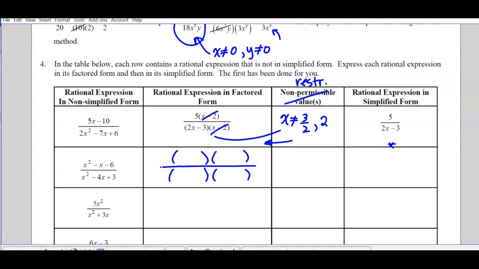So 2 numbers that multiply to -6 add to -2 are -3 and positive 2. 2 numbers that multiply to 3 add to -4 would be x minus 3, x minus 1. Your non-permissibles or restrictions are positive 1 and positive 3. And notice how these divide out. So you're left with x plus 2 over x minus 1.